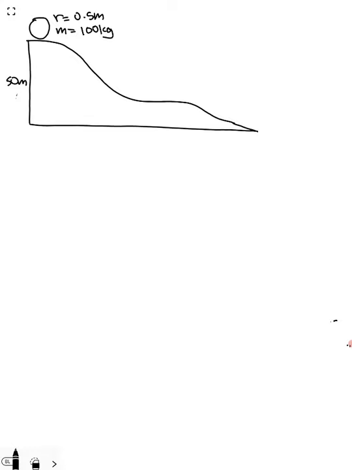So initial energy is just going to be mgh, because we're just starting with gravitational energy and nothing else. And that's going to be 100 times 9.81 times 50. And that's going to give us 49050 joules. That's going to be our initial energy. Pretty simple.